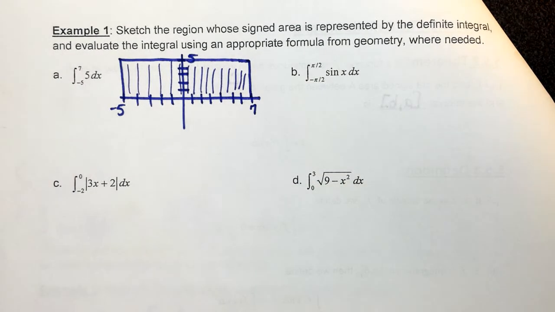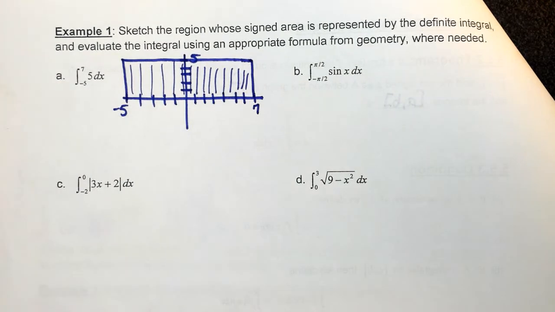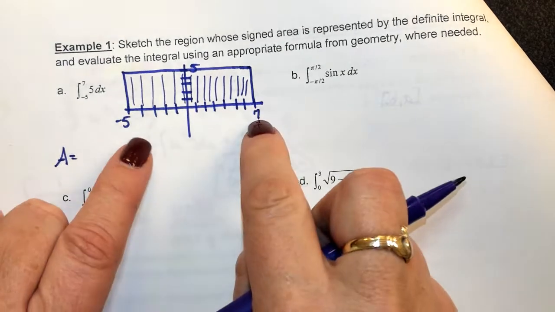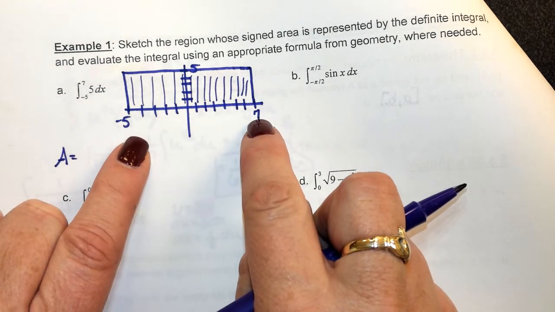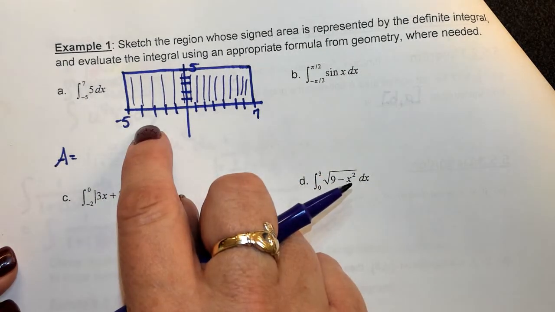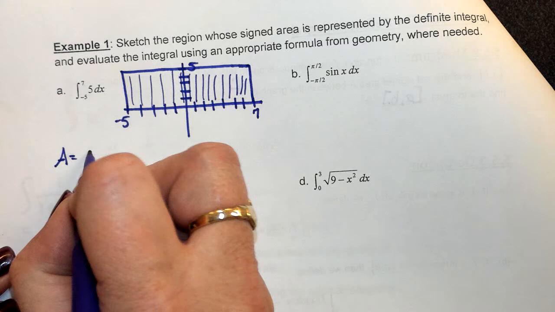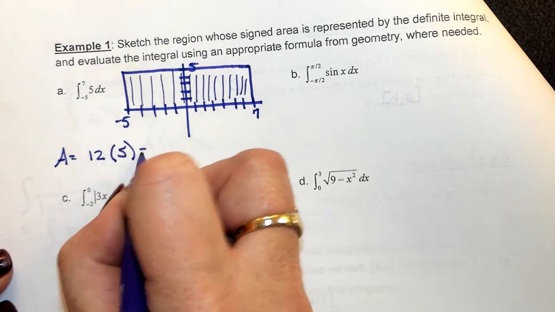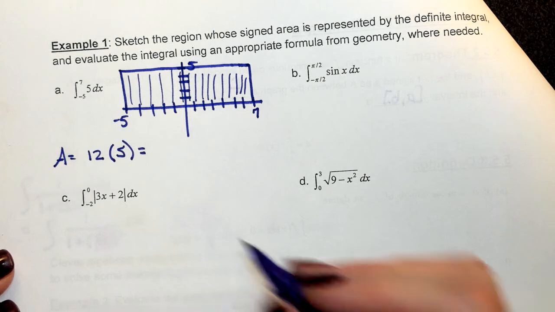So if I calculate the area of this rectangle, that's going to tell me what you've just done if you've just evaluated this definite integral. So the area then is going to be equal to, we know it's length times width. So again, the length is going to be, well, 7 plus negative 5 is going to give me 12, times the height of this rectangle, which is 5. So 12 times 5 is 60.